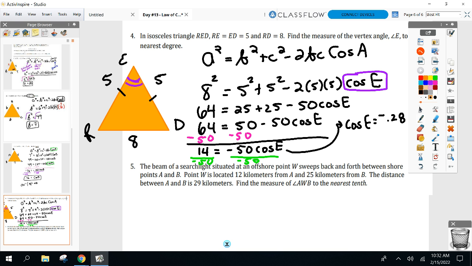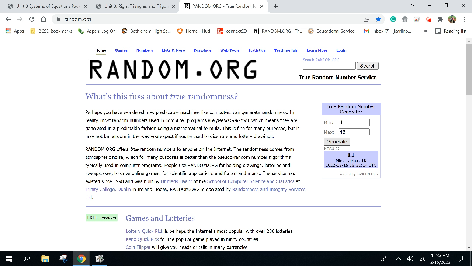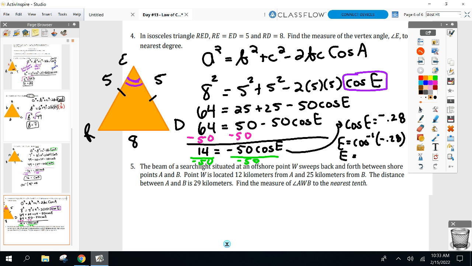And then we just talked, if you're going to find an angle, you take the inverse. Inverse cosine, negative 0.28. Take your time, everybody. Whenever you get there, let me know what angle E should be to the nearest degree. Take your time. 106 degrees. Good work.